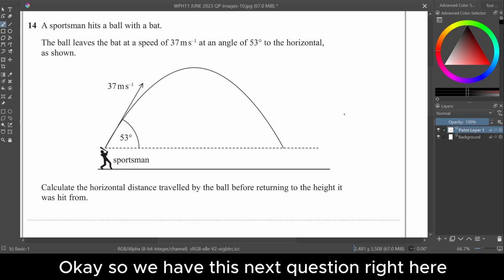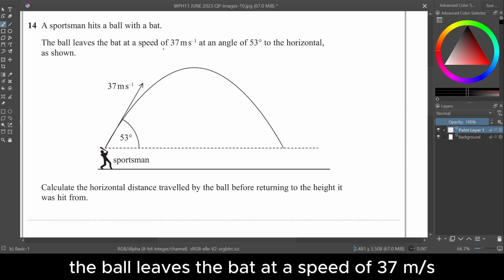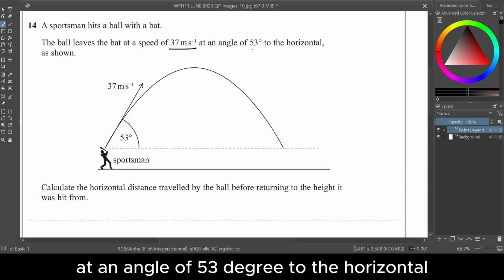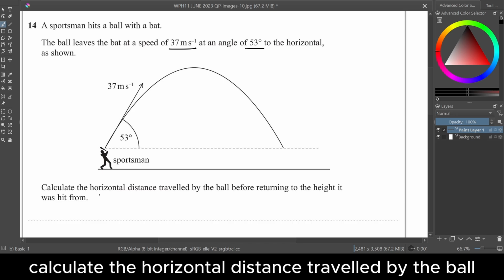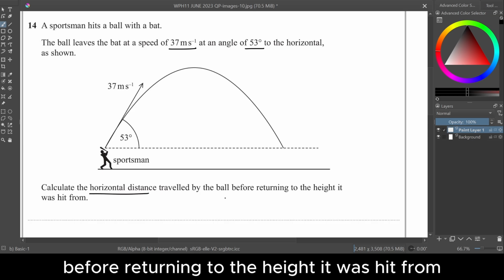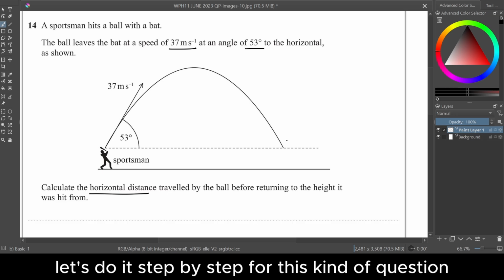Okay, so we have this next question right here. It says a sportsman hits a ball with a bat. The ball leaves the bat at a speed of 37 meters per second at an angle of 53 degrees to the horizontal as shown. Calculate the horizontal distance traveled by the ball before returning to the height it was hit from. So it's a very simple question. Let's do it step by step.